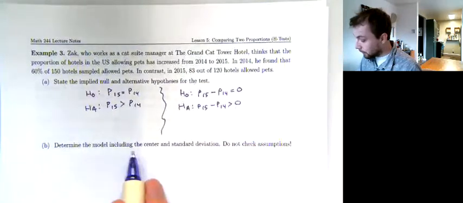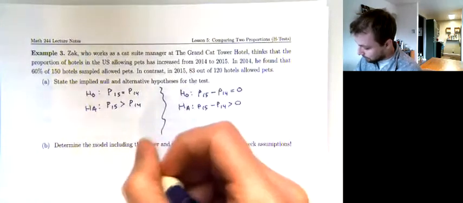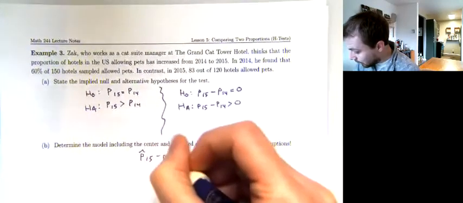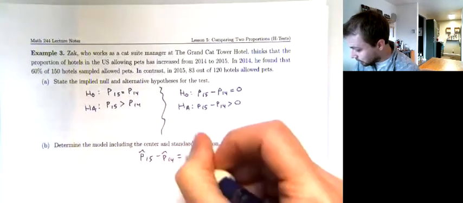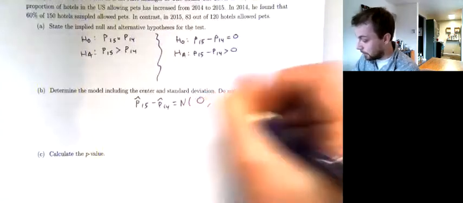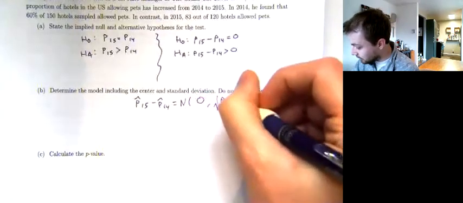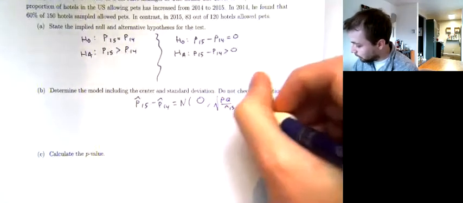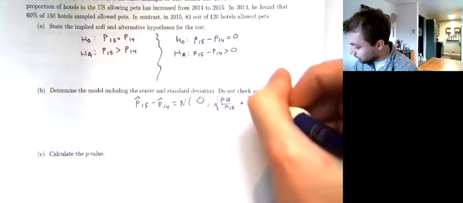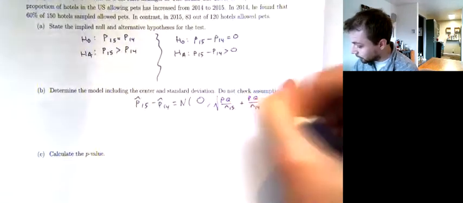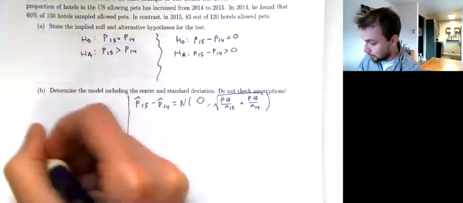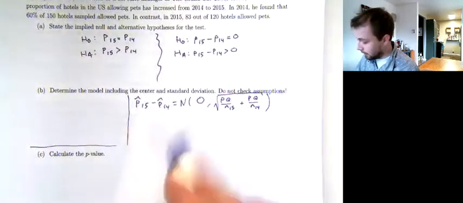Determine the model, including the center and standard deviation. Okay. I've decided that I'm going to do year 15 minus 14. It's going to be normally distributed. My center is always 0. My standard deviation is my success rate times my failure rate over the number of samples for the first group, plus success rate times failure rate over the number of samples for the second group. I already have the center, so I'm halfway there.